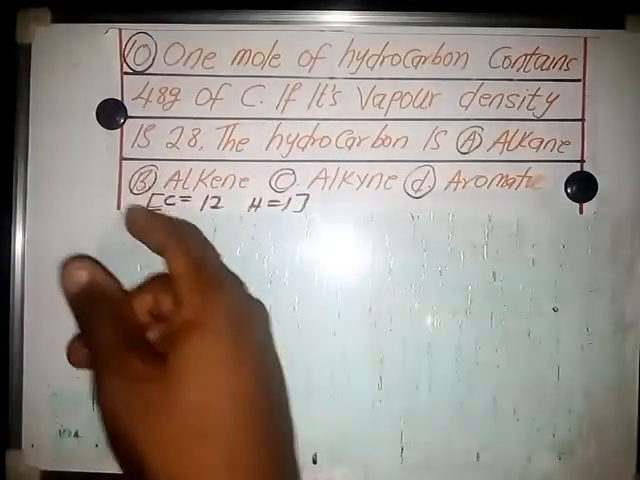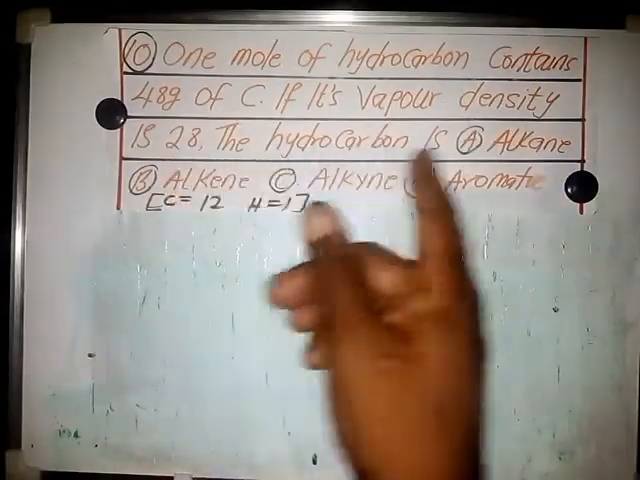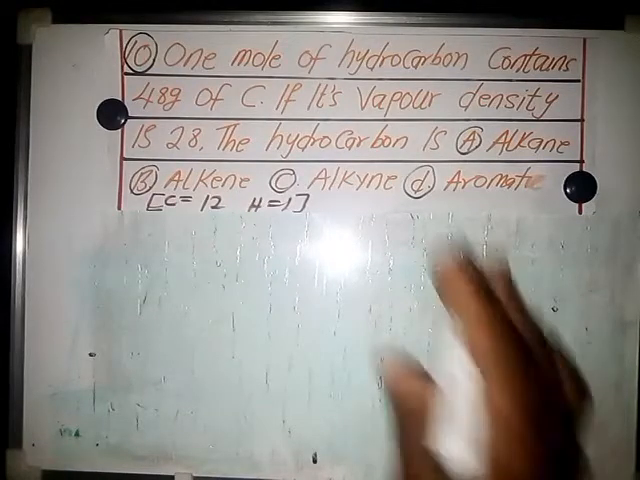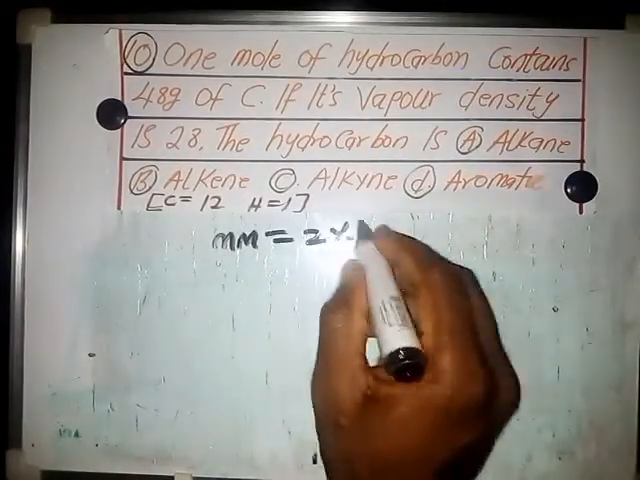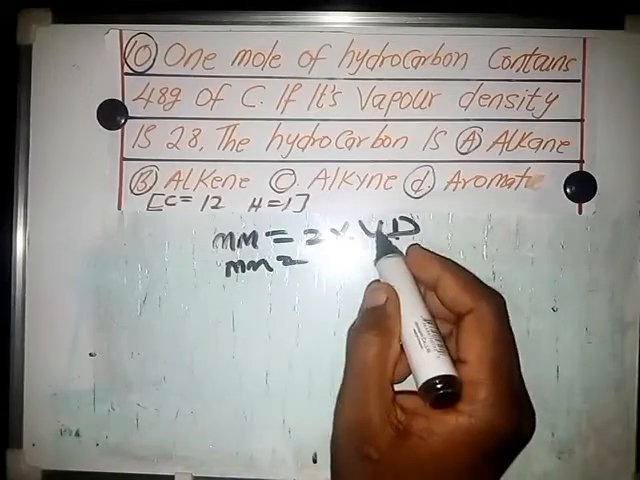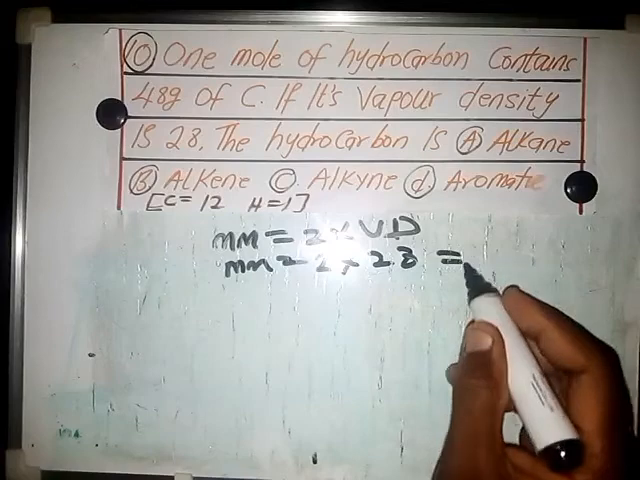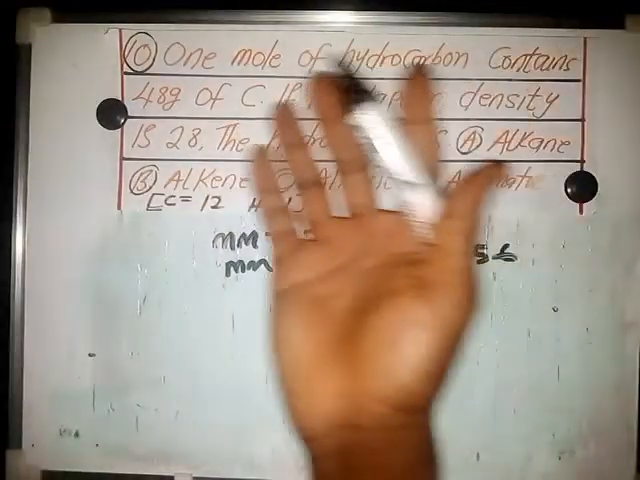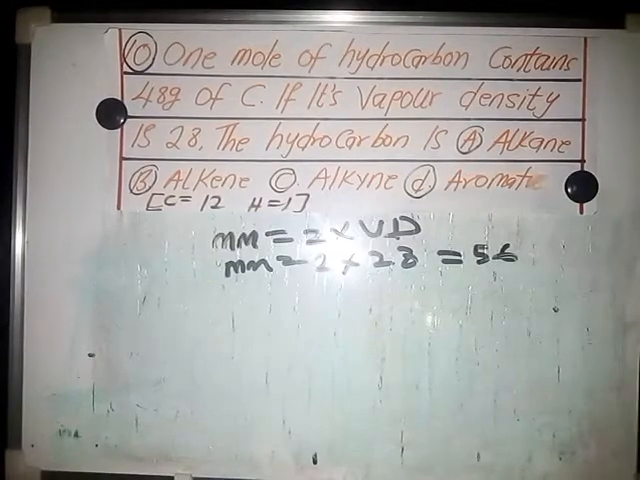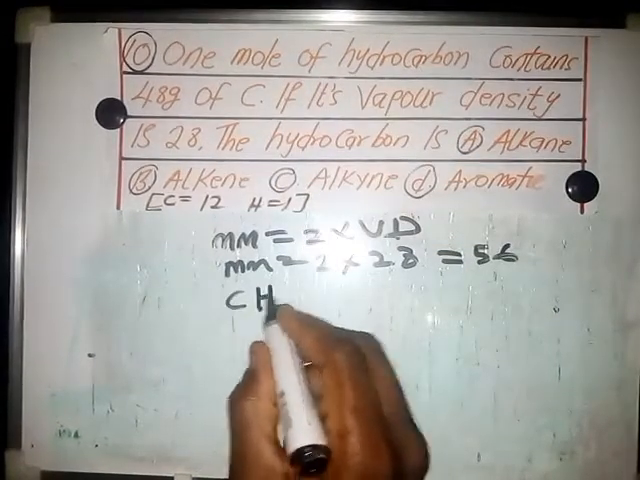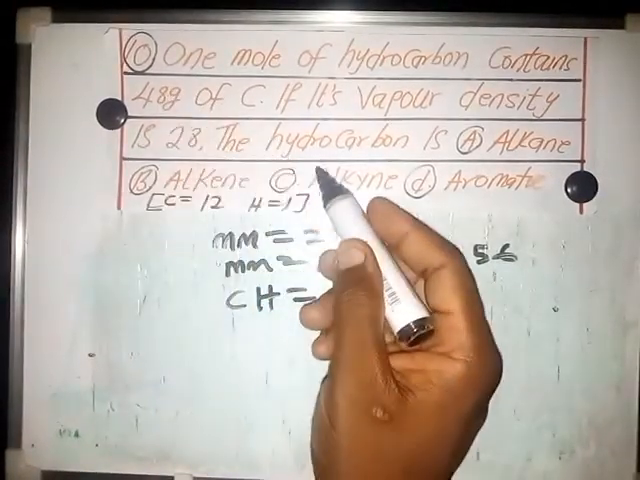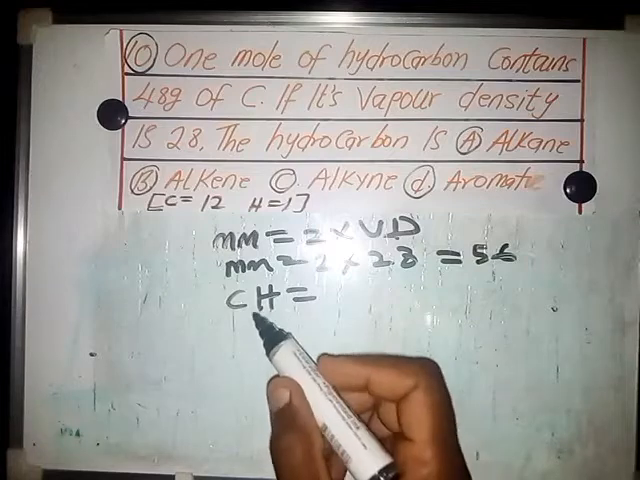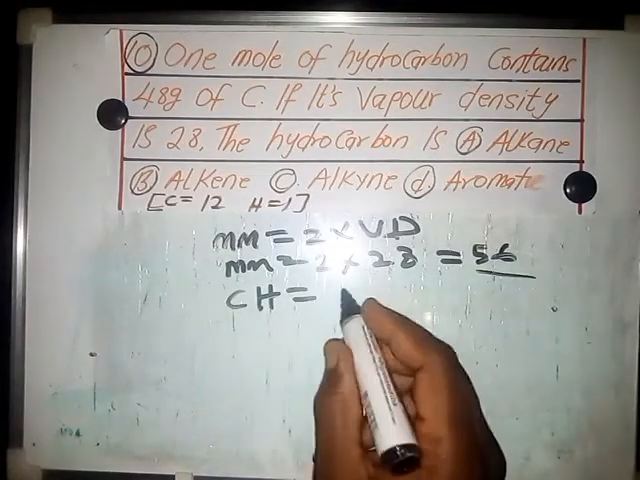Last question. 1 mole of hydrocarbon contains 48 grams of carbon. If its vapor density is 28, the hydrocarbon is... As usual, molecular mass equals 2 times vapor density. Vapor density is 28, so 2 times 28, you get 56. So 1 mole of hydrocarbon, now, CH is equal to the molar mass, which is 56 we just calculated.